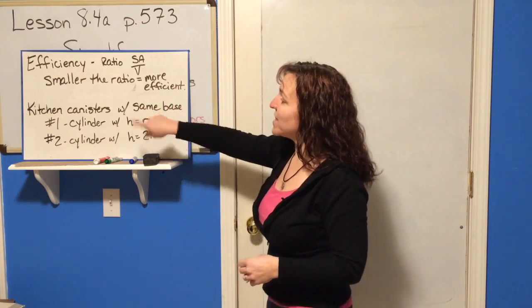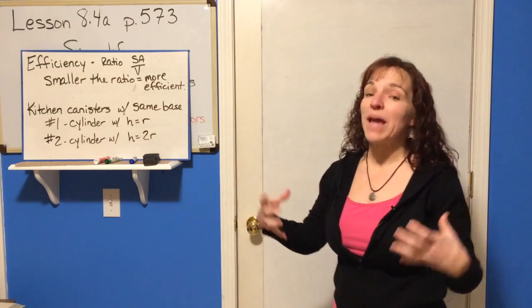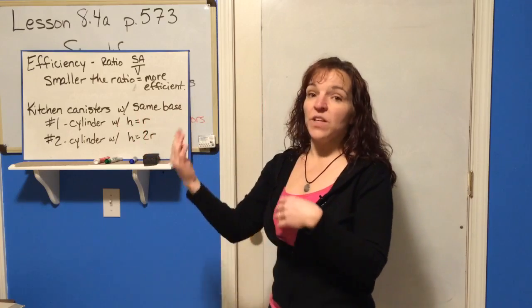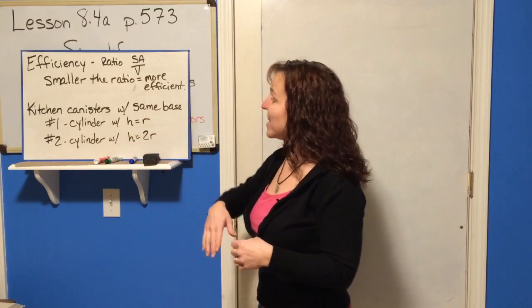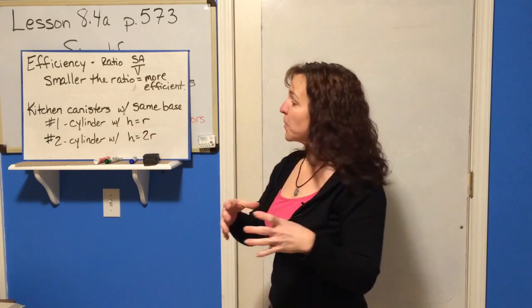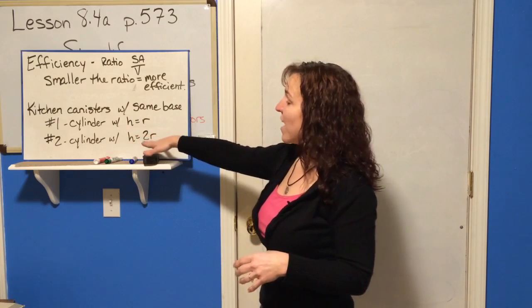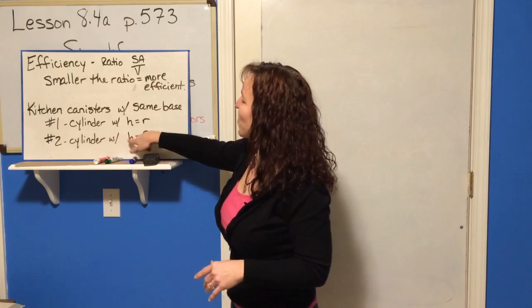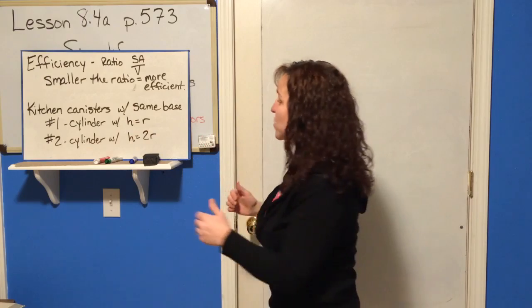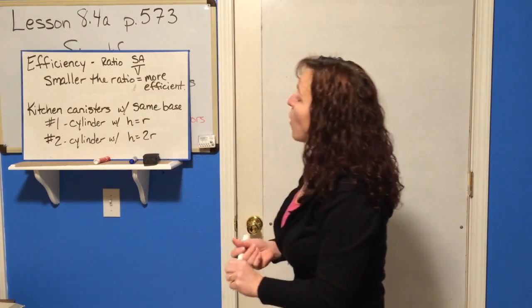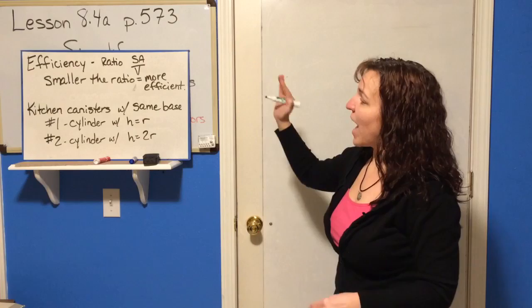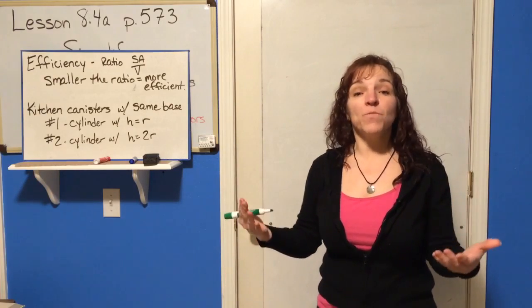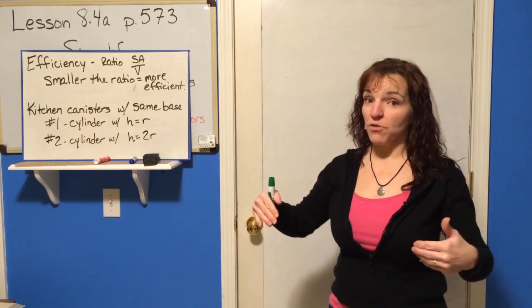So what we've got is a company selling kitchen canisters with the same size base. The first canister is a cylinder, so it's a round base, with the height equal to the radius. The second canister is also a cylinder with the height equal to twice the radius, so 2 times the radius. So what we need to do is find the surface area and the volume of both of these cylinders, and then we can compare their ratios of surface area to volume.